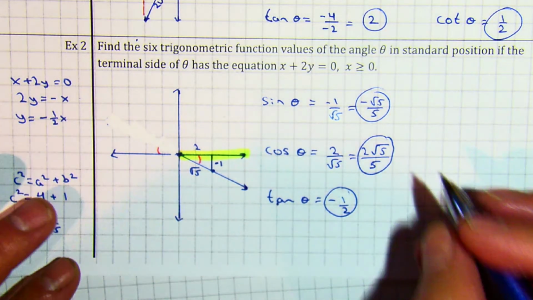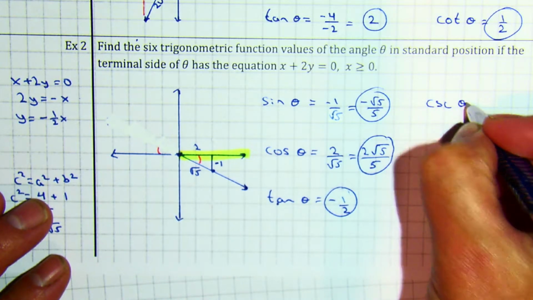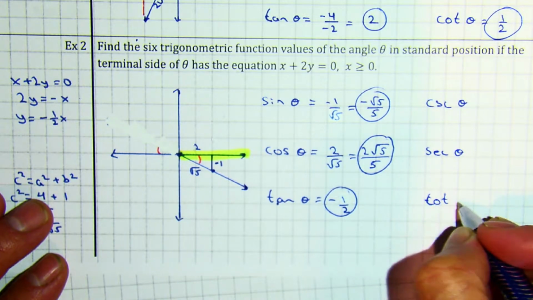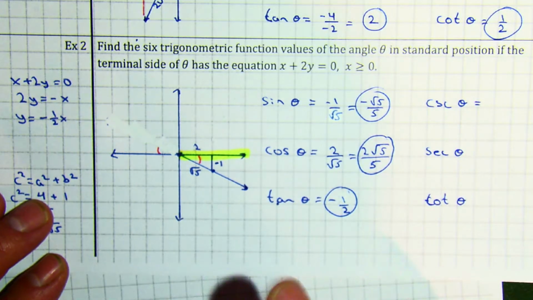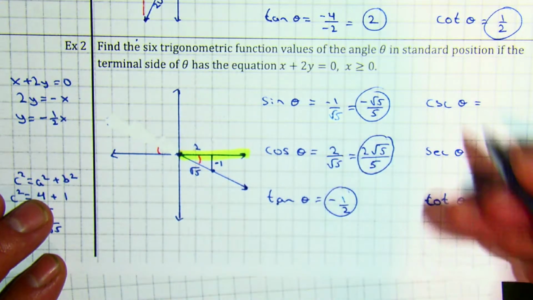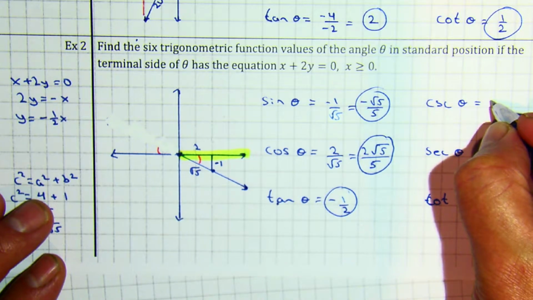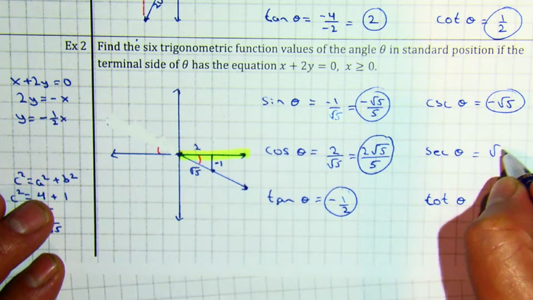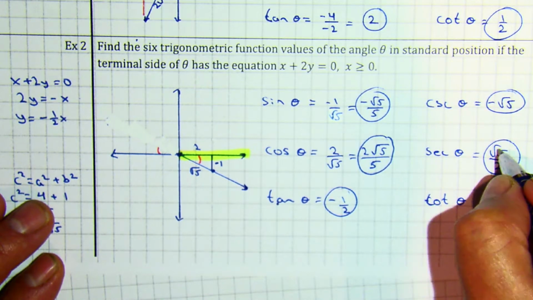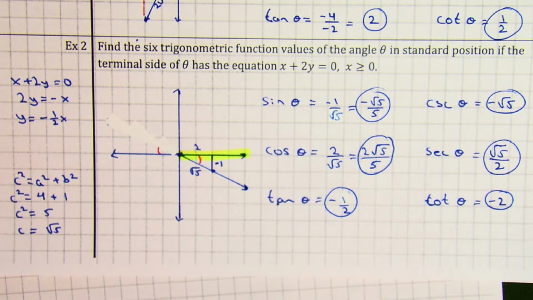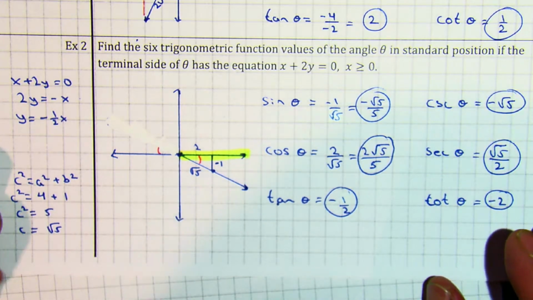And now I'm going to find cosecant, secant, and cotangent. Instead of taking the reciprocal of this fraction, I want to take the reciprocal of this, so it'll be square root of 5 over -1, so negative square root of 5. Square root of 5 over 2. And -2. So notice that examples 1 and 2 are basically the same, but they are just worded slightly differently.